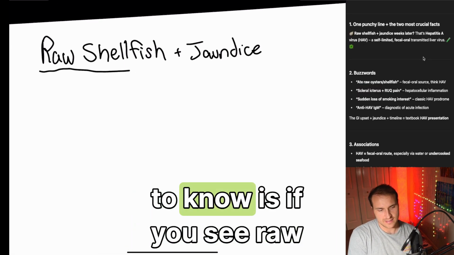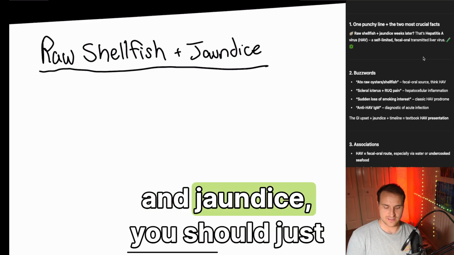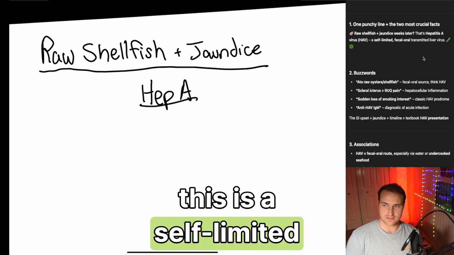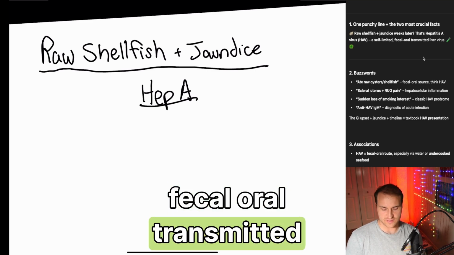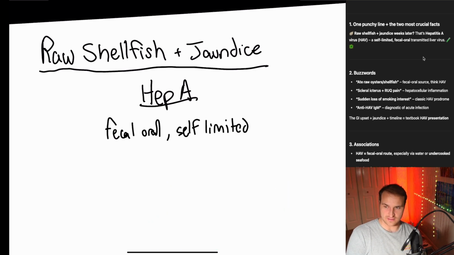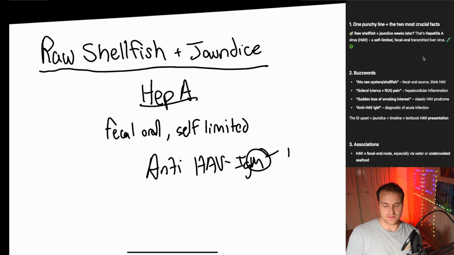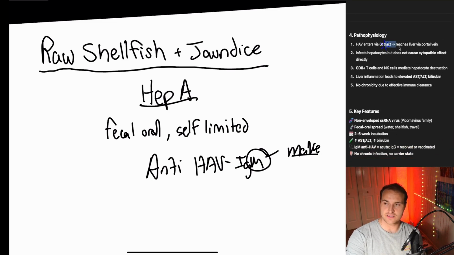Now, what I want you guys to know is if you see raw shellfish and jaundice, you should just automatically be thinking of Hep A. This is a self-limited fecal-oral transmitted liver virus. The diagnostic clue, anti-HAV IgM. IgM stands for the thing you make if you have the sickness, and that's the reason. Especially in developing countries, it enters the GI tract, reaches the liver via the portal vein.